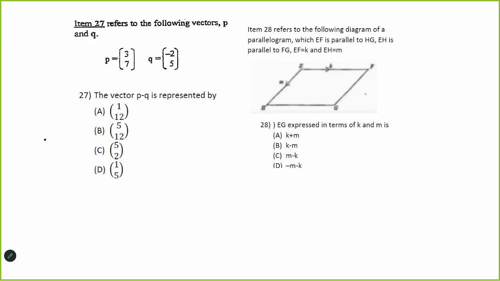Let's look at January 2020. P minus Q, this is a repeated question, that's 3 minus minus 2, bottom 7 minus 5. 3 minus minus 2 is 3 plus 2, which is 5. 7 minus 5 is 2, so the answer is C. Very good. This one is a repeated question. They want kg. This is also k. So it's k to h, h to g. That's e, m plus k, which is a.